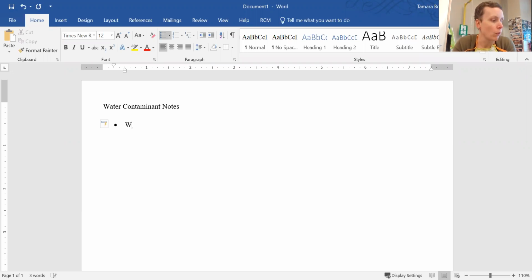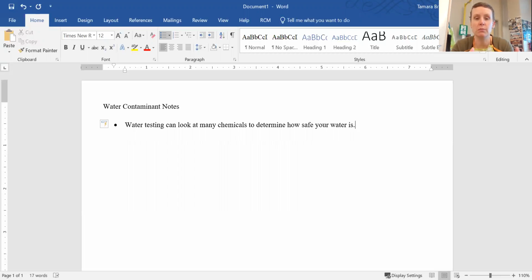Water testing can look at many chemicals to determine how safe your water is. In our class, we're actually going to have some gross water that I make, and we're going to test that for all these chemicals. And then we're going to test the filters that you guys have built, filter the water through, test the water again, and see if we can get some improvement in the water quality.